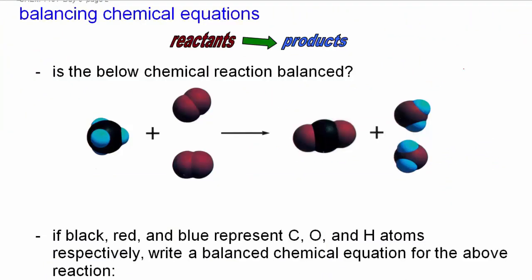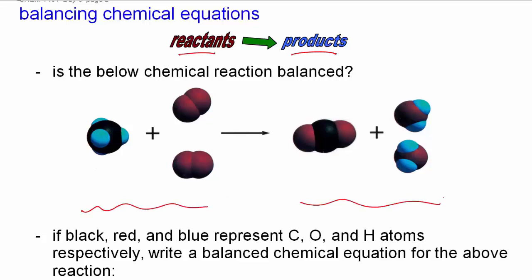Balancing chemical equations. On the left-hand side, we always have reactants. The right-hand side, what's being produced, the products. Is the below chemical reaction balanced? This is one way of looking at a chemical reaction. The reactants and the products, they're all just using chemical models.